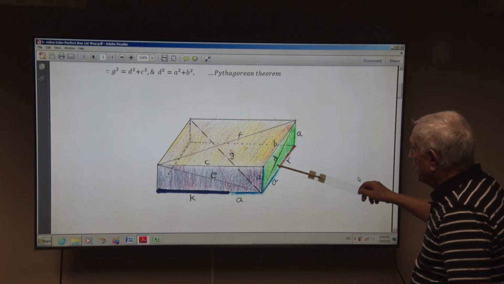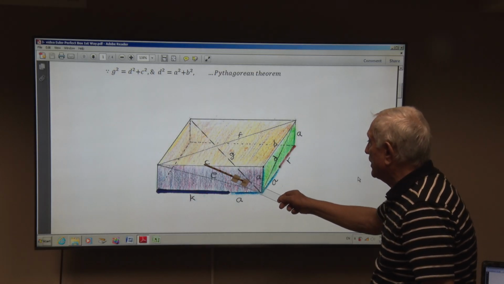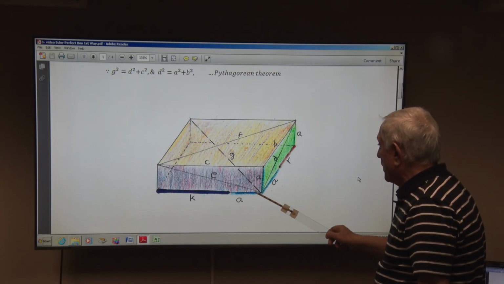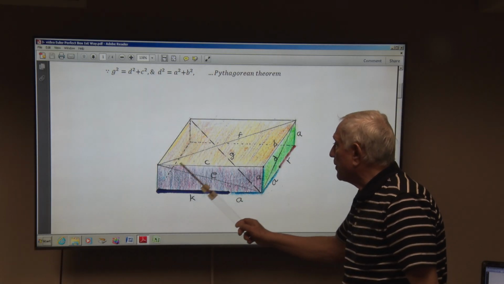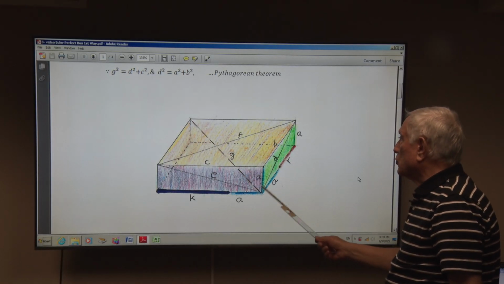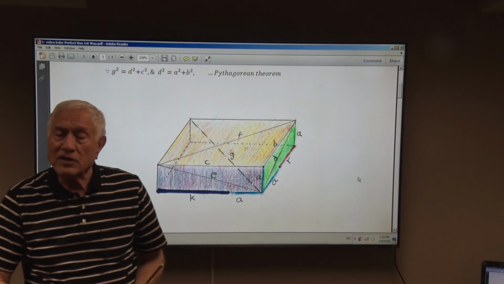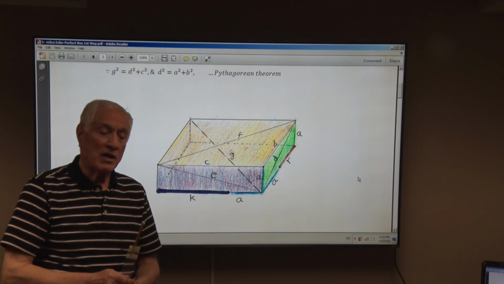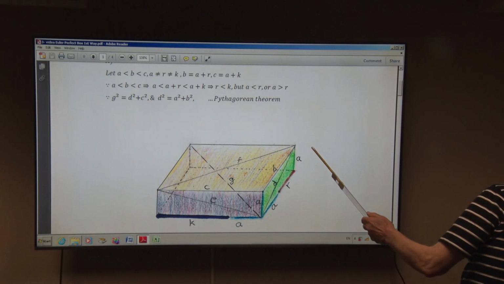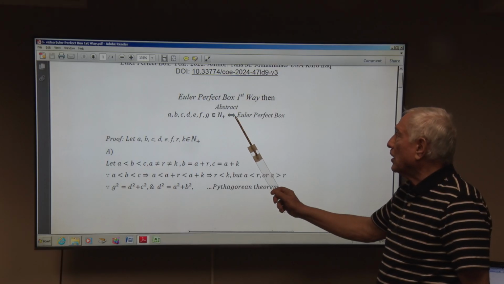A, B, do you see that? C, C is clear here. Then the diagonal surfaces: we have D, diagonal E, diagonal F, these outside diagonals. The interior diagonal we have, this one, G. Suppose all of those are integers. If one of them fails, not an integer, it means we do not have the Euler perfect box. And this relation that I put is very simple and unique, if and only if.